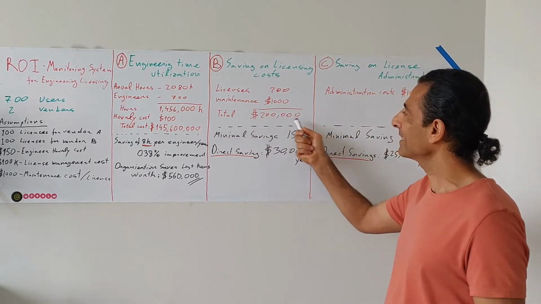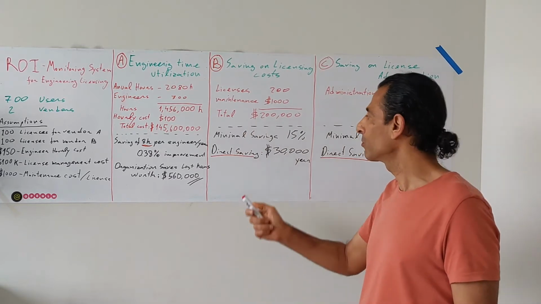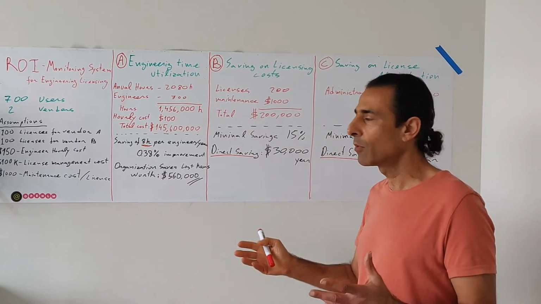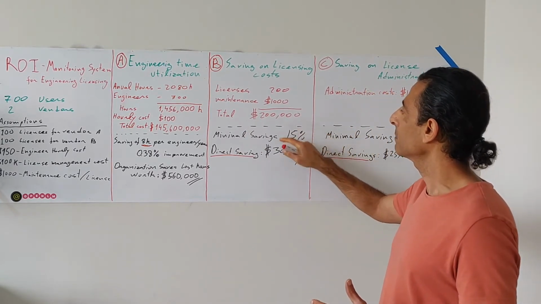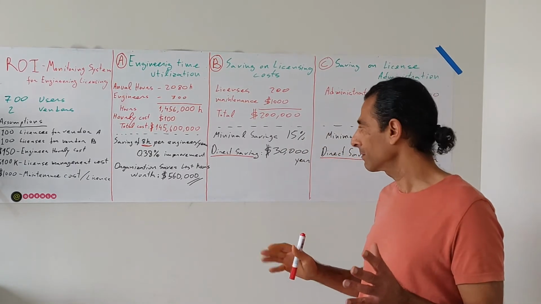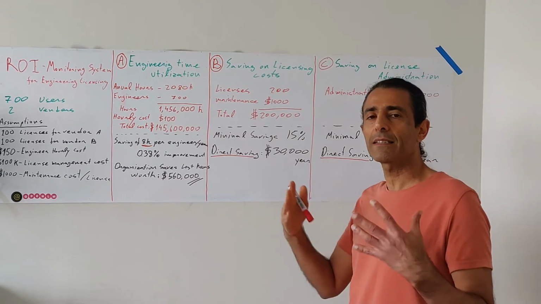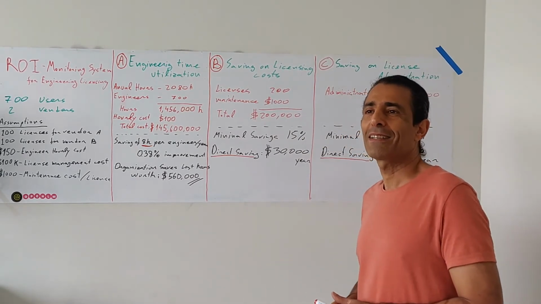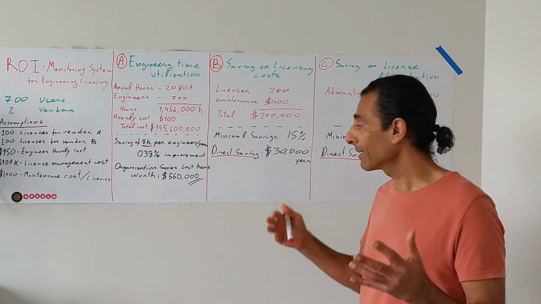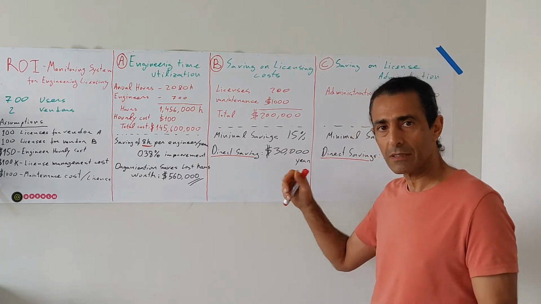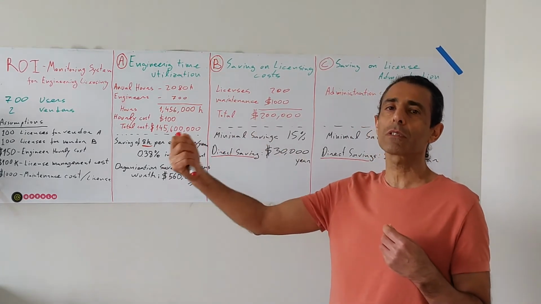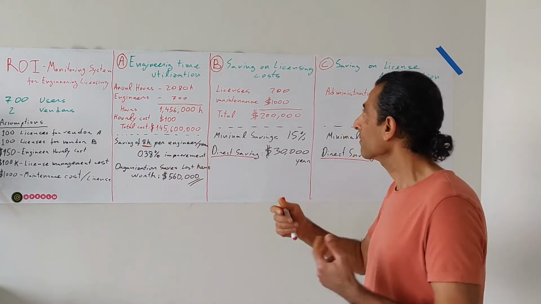What's the minimal saving? It's really minimal. You would typically get more. It's 15%. This is $30,000 annually direct saving this time. It's money you are not going to pay to the vendor.